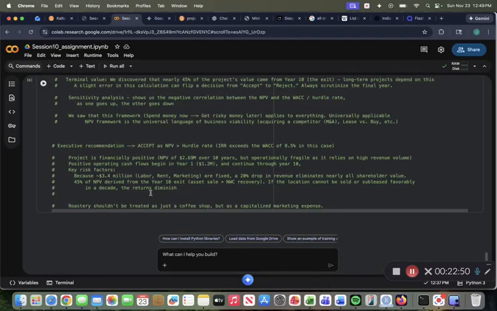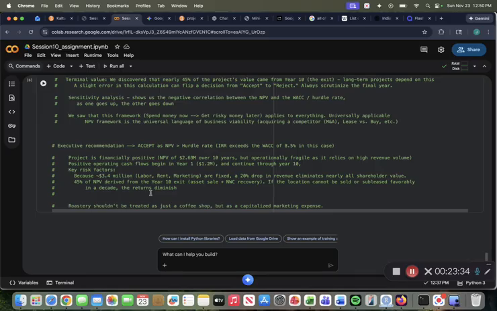And then lastly, looking at our executive recommendation, we would accept this project because we saw the net present value being greater than the hurdle rate. Or in other words, the internal rate of return exceeding the WACC of 8.5%. So the project is financially profitable, with a net present value of $2.69 million over 10 years, but it's operationally fragile as it relies on high revenue volume. It's got positive operating cash flows, which begin in year one with that $1.2 million inflow, and they continue through year 10.